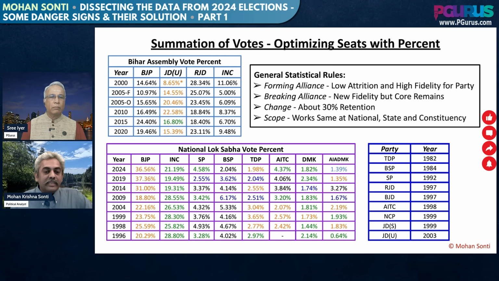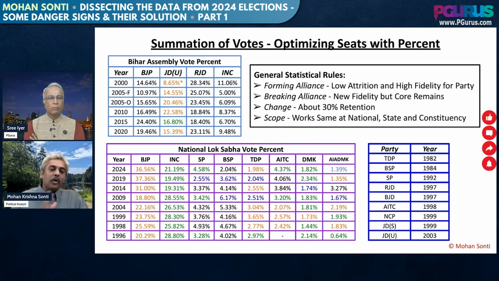So when this alliance was formed with Congress, you see the fidelity. The people have shifted from JDU to BJP. Once the split is done, they are highly faithful. Whether they come back to it or go out of it, it doesn't matter. People stick to the group. You will see that in the national Lok Sabha percentage, right? You look at any of these areas, RJD, Congress, irrespective of the alliances, they always have a very high fidelity. If they didn't have that fidelity, the alliances would not make any sense.